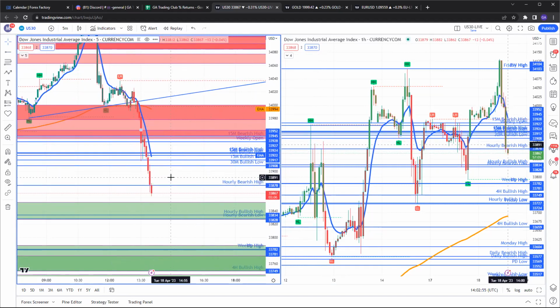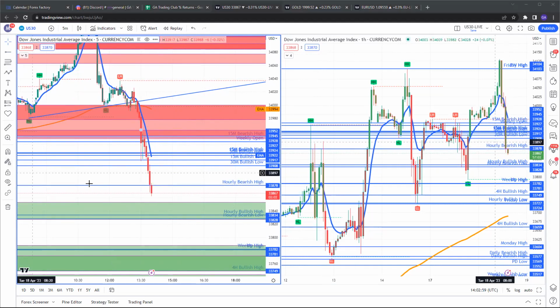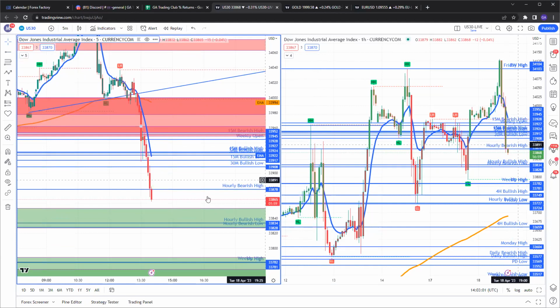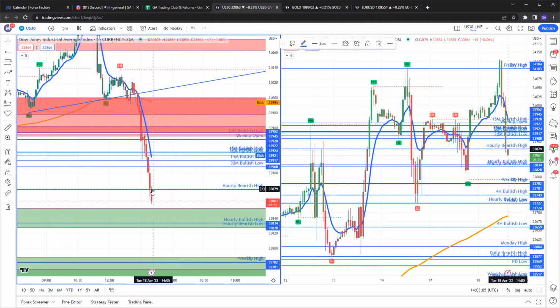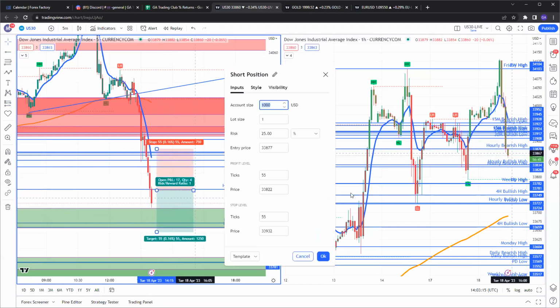So what we're looking for is closure below, and retest, and closure below. This particular candle just closed above. So if this candle closes below, we're looking for the next candle to retest the hourly bearish high and then close below. And at that point, that would be the sell on US 30.